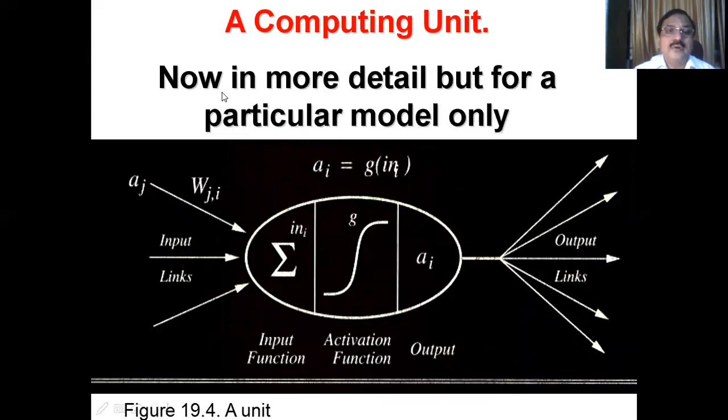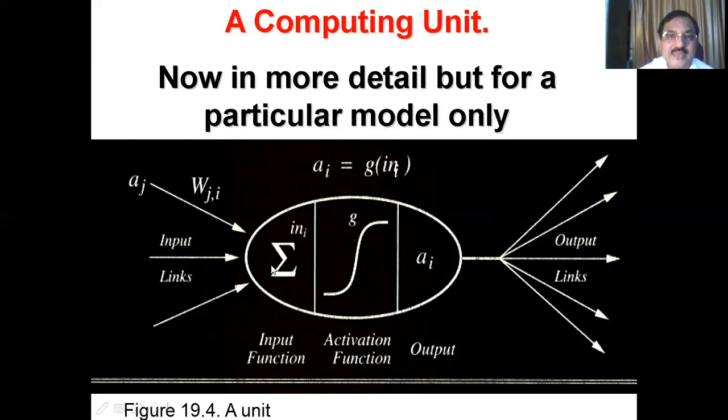Now, in more detail, for a particular model, the output Ai is a function G of the input Ni. A simple function is something like this. So what is G? The G function is expressed something like an integration, and this is the activation function. This activation function has a different nature in different models. So this simple relation, the output is a function of some input, can be expressed in this unit of processing.